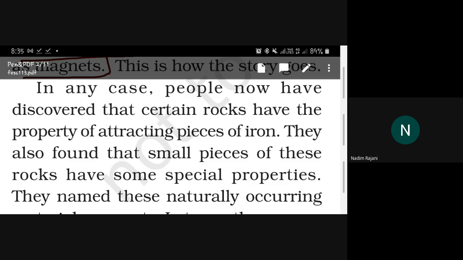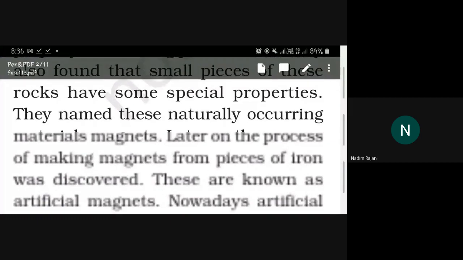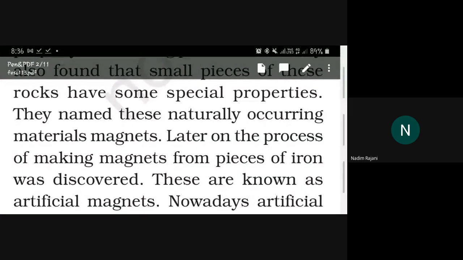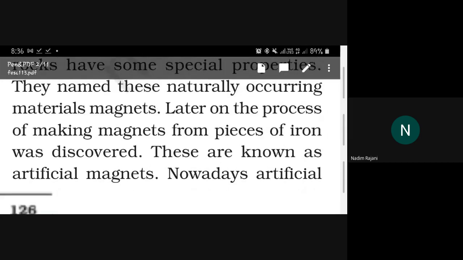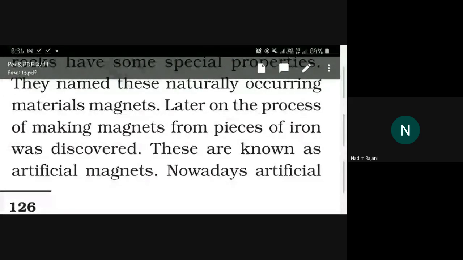In any case, people have now discovered that certain rocks have the property of attracting pieces of iron. They also found small pieces of rock that have some special properties. They named this naturally occurring material magnet. Later on, the process of making magnets from pieces of iron was discovered. These are known as artificial magnets.